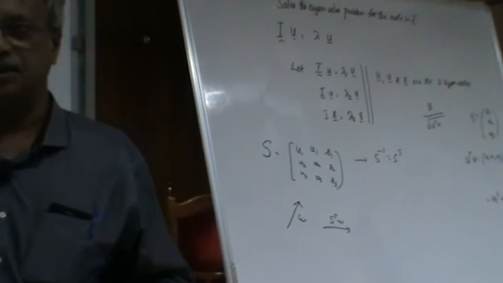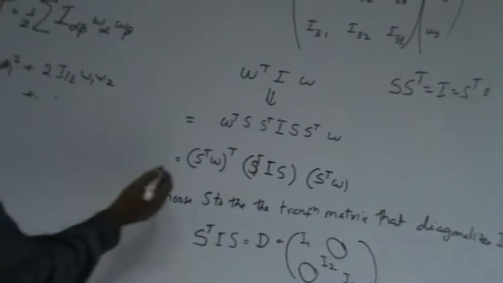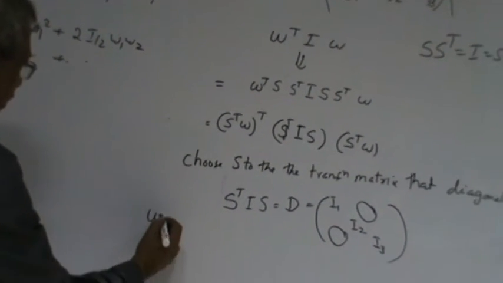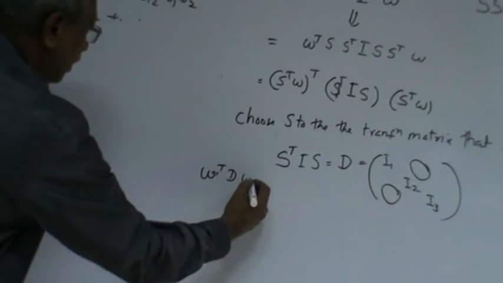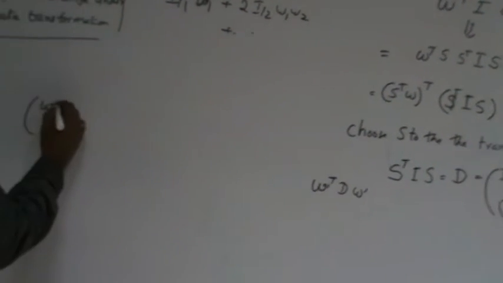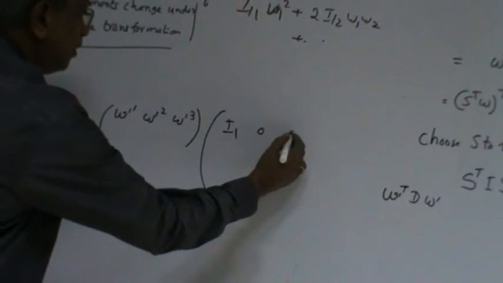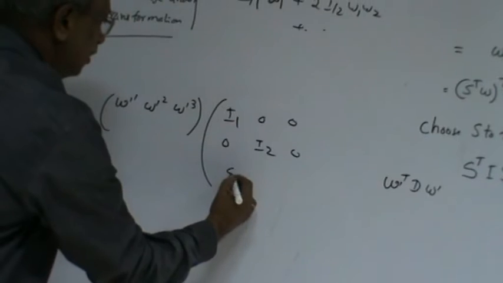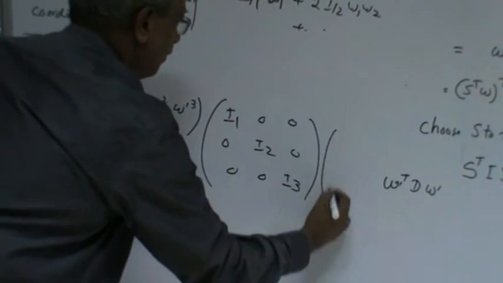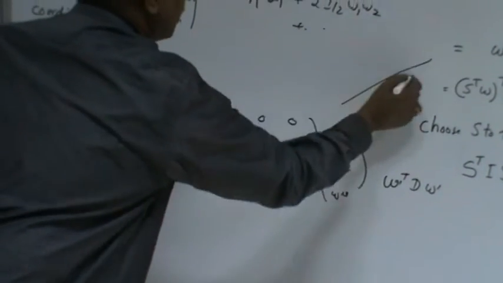So because S is a rotation matrix, it's an orthogonal matrix, it's a rotational matrix. So action of S on any vector is going to be rotated. So if you call this one as omega prime, then you can say this is equal to omega prime transpose diagonal and inverted. That means omega prime 1, omega prime 2, omega prime 3 into I1 0 0 0 I2 0. This one into. So this expression will come to this.